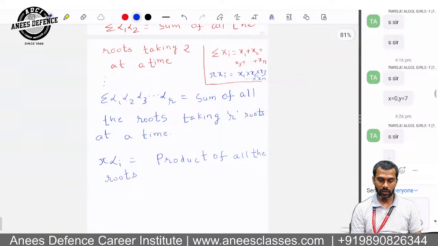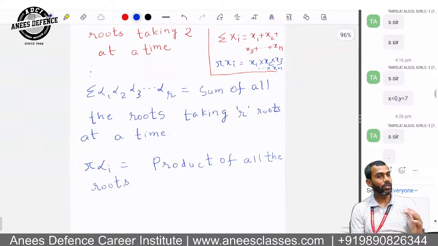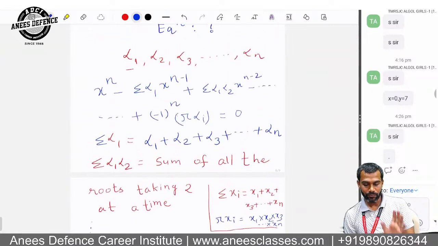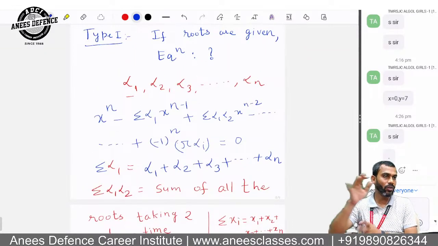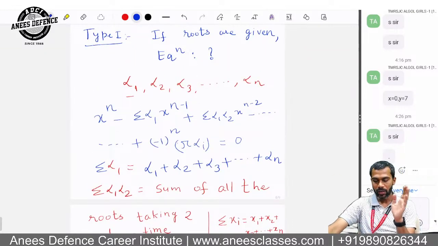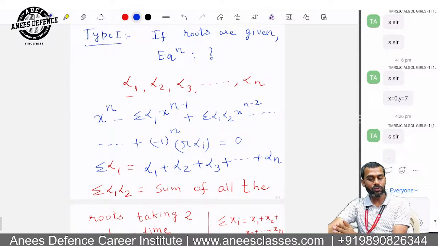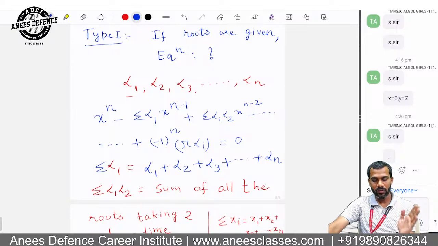इस पे बस अभी एग्जांपल कर लेते हैं, टाइम नहीं हमारे पास इतना. Have you understood what is the meaning of this? We need to put alternate plus minus signs and keep decreasing the power by 1 every time, starting with x raised to n, the highest power, and then x raised to n minus 1. The coefficient of x raised to n would be 1 here, and then minus, put alternate plus minus sign. Then, second term onwards, we need to add all the roots, taking one at a time, taking two at a time, and so on.